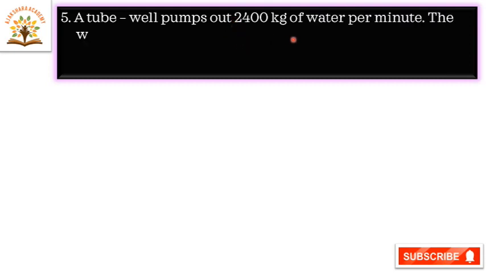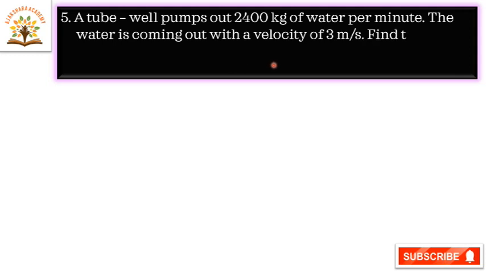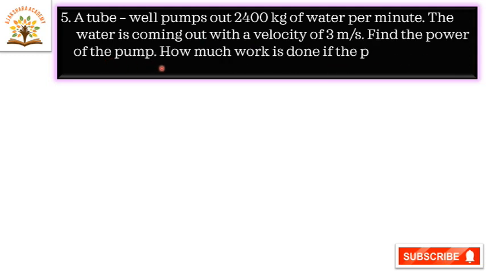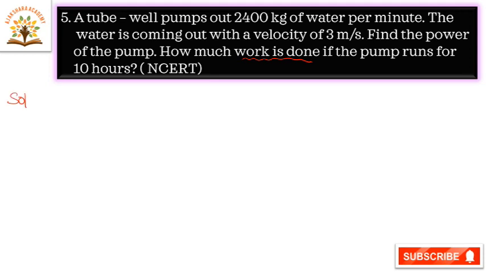In this question, a tube well pumps out 2400 kilograms of water per minute. The water is coming out with a velocity of 3 meters per second. Find the power of the pump. How much work is done if the pump runs for 10 hours? Here we have to calculate the work done if the pump runs for 10 hours. Now let us go to the solution.